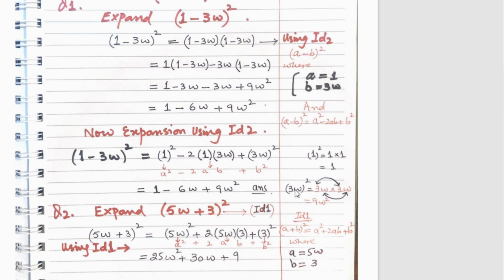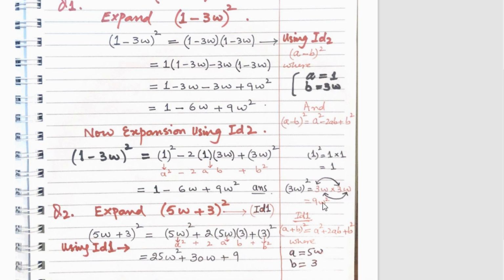3W square means, look at this, 3W multiplied by 3W. 3 will be multiplied with 3, number with the number, and alphabet with the alphabet. 3 3s are 9. W into W, because multiplying is being done, so we will multiply alphabets as well and their powers will be added up. It will be W square. So 3W into 3W means 9W square.